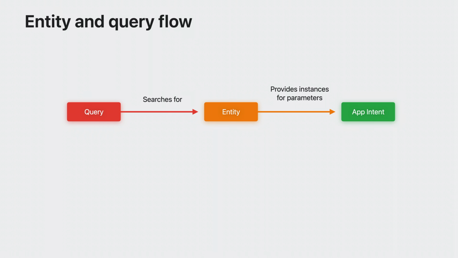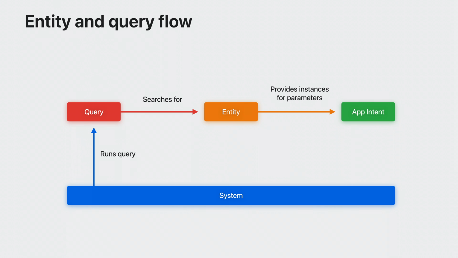In order to find entity instances that fit into the parameters of an app intent, the system relies on queries. At runtime, the system instantiates and calls query objects to find entities based on various search parameters. Queries return instances of relevant entities to the system. The system later uses these entities when running an intent. For my app, I'll need to implement a to-do list entity, as well as a query to help the system search for relevant to-do lists.